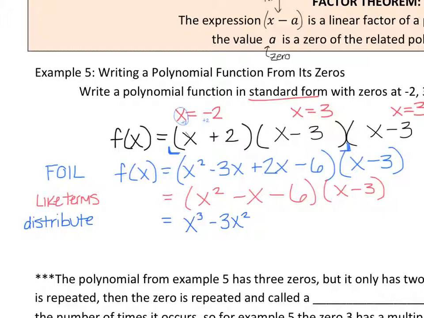Okay, so I took care of x squared. Now multiply -x by the two things in the back. So -x times x would be -x squared. -x times -3 would be positive 3x, because of that double negative. And then the last piece is -6 times x, which is -6x. -6 times -3 is positive 18.